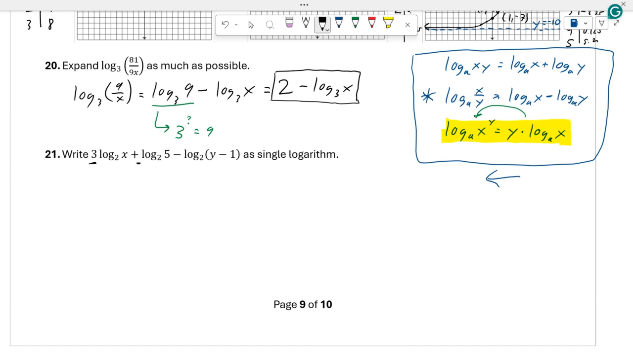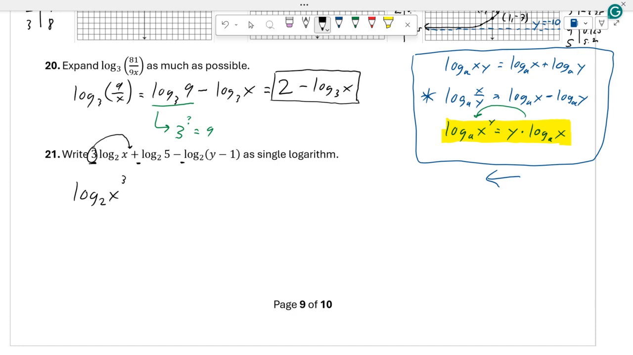There's no coefficient here, there's no coefficient here, or rather, that is to say the coefficient is 1, so I don't care about it. But what I want to do with that first term, that 3 log of x base 2, I want to use the power rule to move that 3 inside the logarithm on the x. So what's going to happen is I'm going to take that 3 and I'm going to move it right there. So my first term becomes log of x cubed base 2.